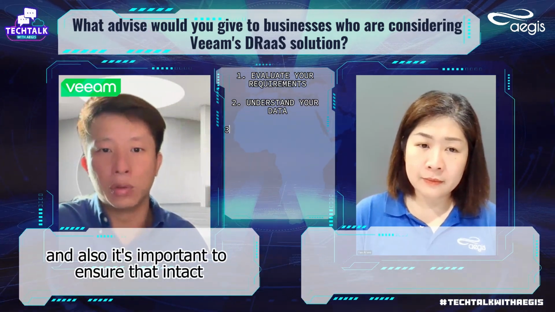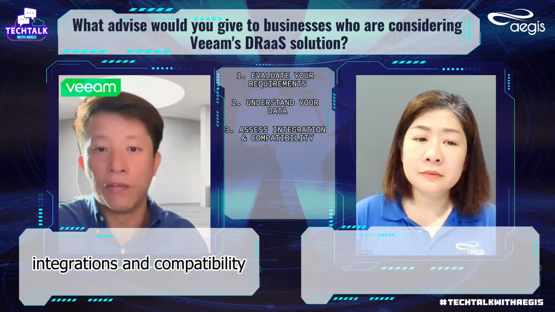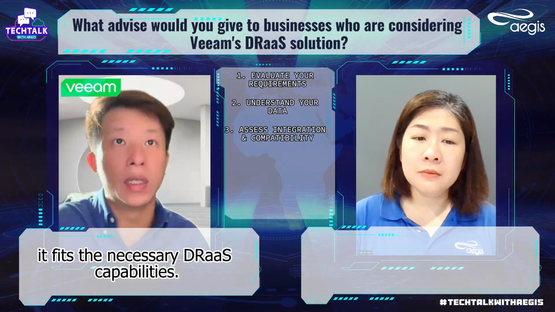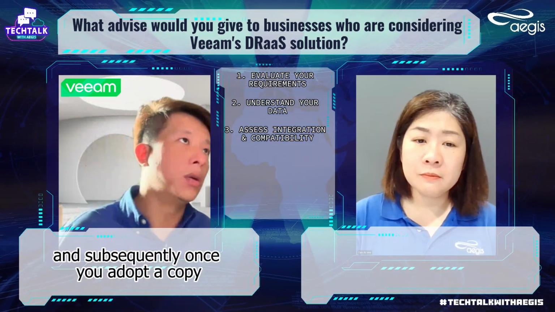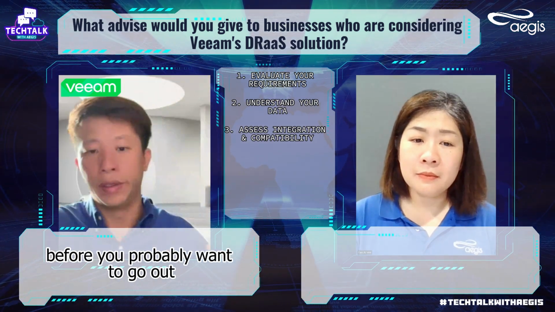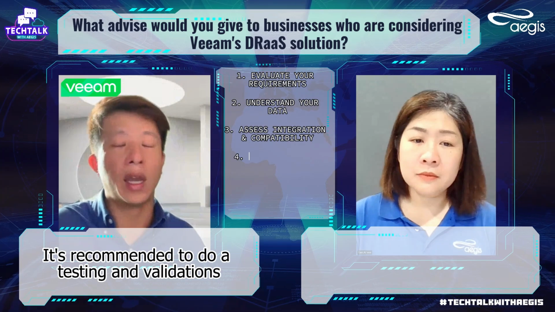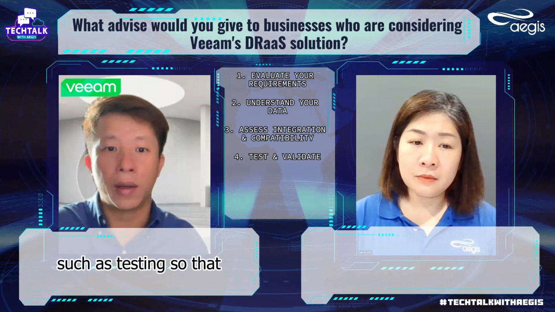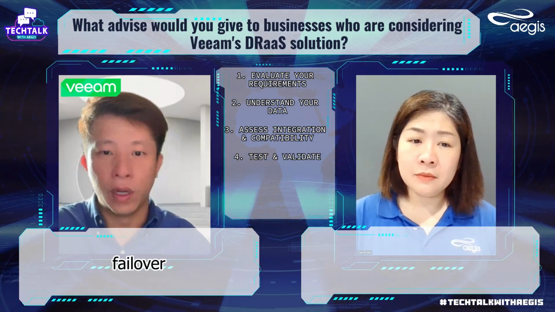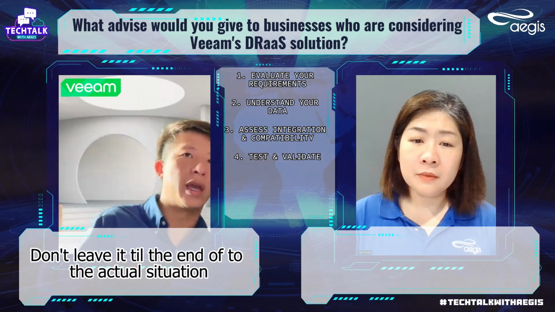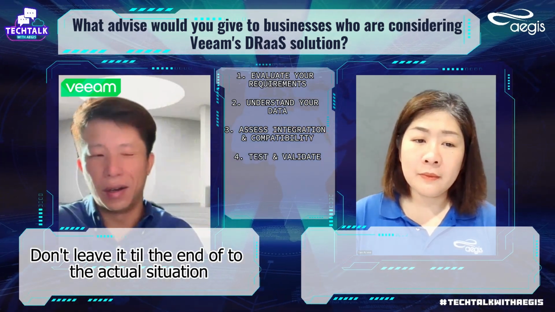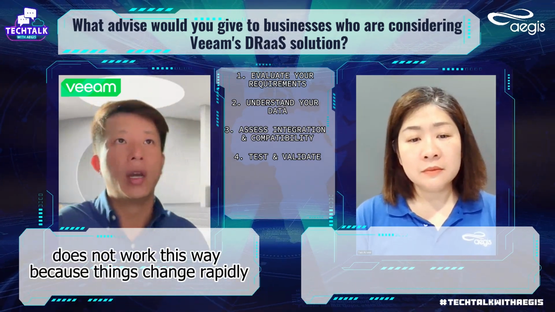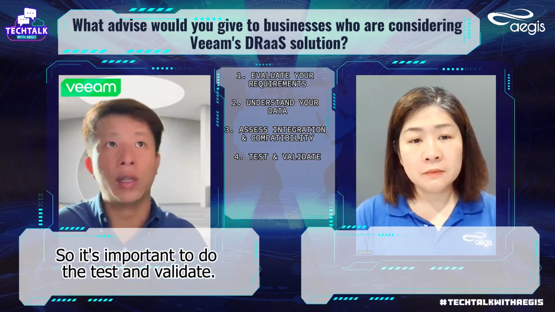And also it's important to ensure the integration and compatibility of your existing workloads, to make sure that they fit the necessary DRaaS capabilities. This is very important. Subsequently, once you adopt, or probably before you roll out in full scale, it's recommended to do testing and validation. Through regular DR execution tests, you ensure that the replication, the failover, and failback processes are working as expected. Don't leave it till the actual situation that you execute and things might not function. It does not work this way because things change rapidly. So it's important to test and validate.